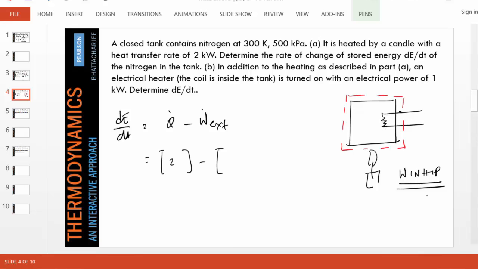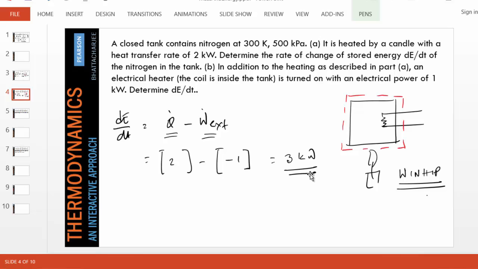this work is being spent inside the system, it is going into the system. Therefore, work in is negative. The amount given is 1 kilowatt, so -1. Remember, Q dot and W dot external that appear in the energy equation are algebraic in nature, so we have to put the sign. So this becomes 3 kilowatt. So that's our answer in this problem.